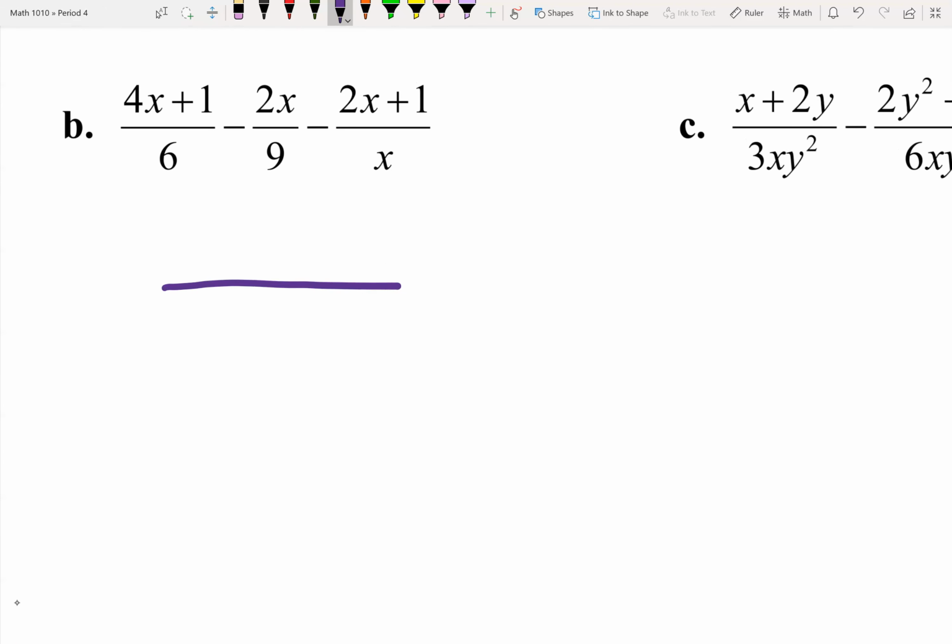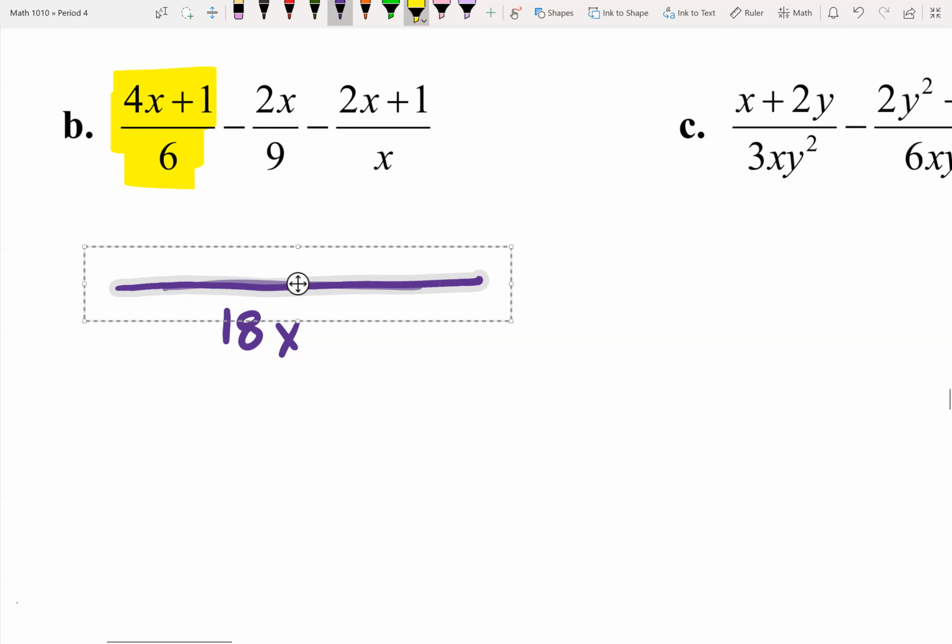Okay, common denominator: 9 and 6. Do you start with the 9 or the 6? 9. Always the big guy, right? 6 does not go into 9. 9 times 2 is 18. Does 6 go into 18? Yes. So it's going to be an 18. Anything else down there besides the 18? An x. Okay, this one is tough, so I want you to watch closely. There's a little twist on it. Look at that right there.